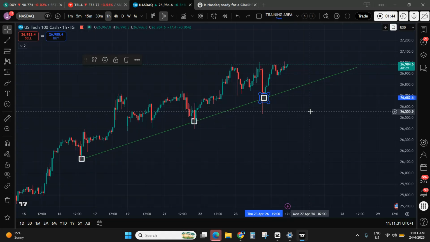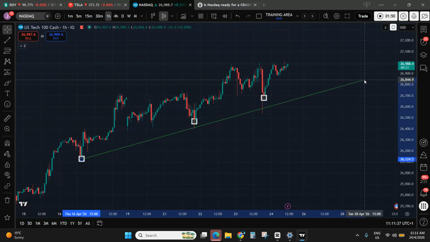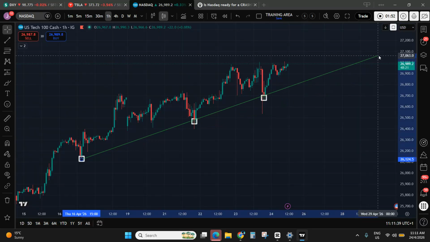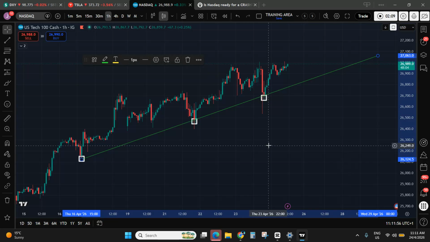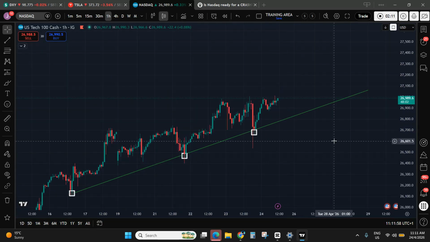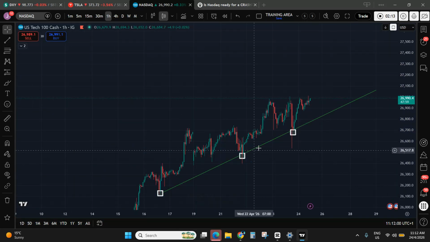Some of you might have this doubt whether we need to draw this from the wicks or exactly at the candle body. As long as you have a touch, whether it is on the body or a wick, you are fine. But make sure you have multiple touches. It should be a minimum of 3 to 4 touches in my opinion, otherwise it won't be respected. So now you see we already have 3 touch points here.